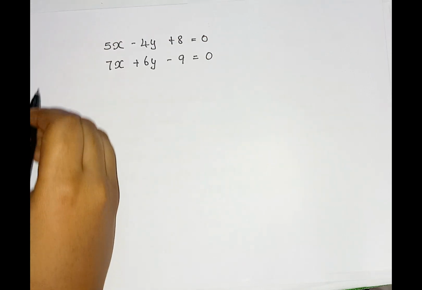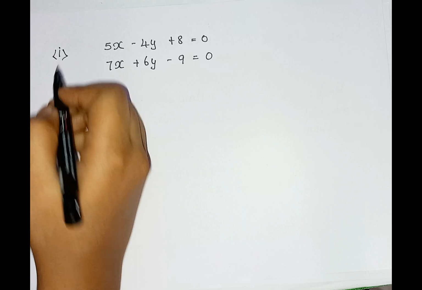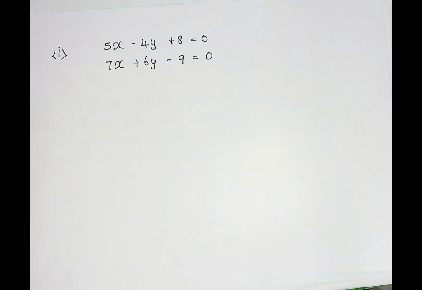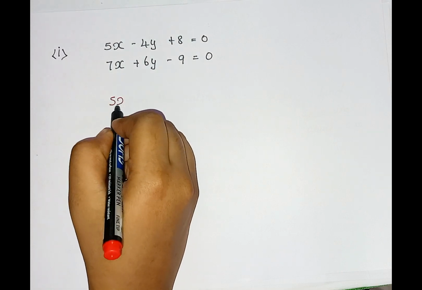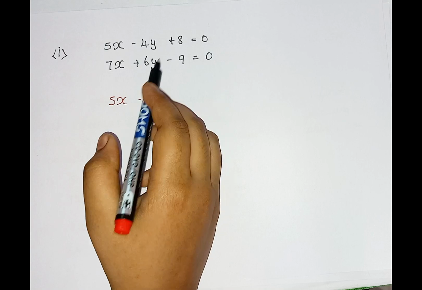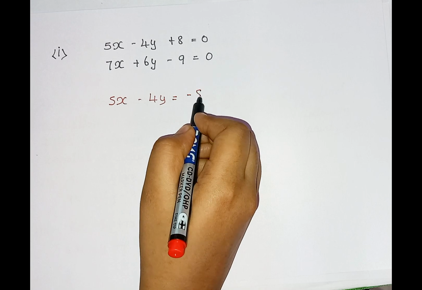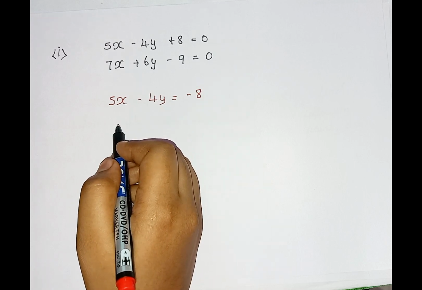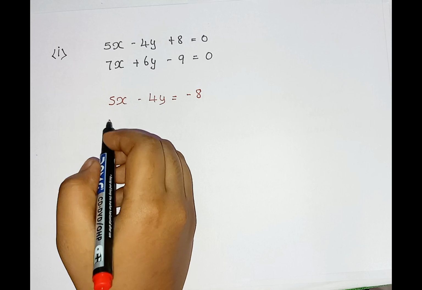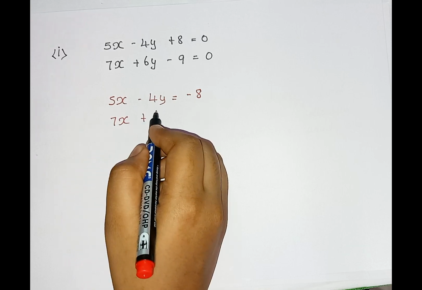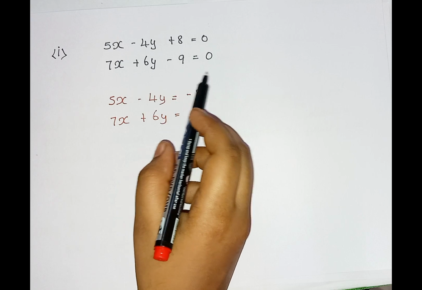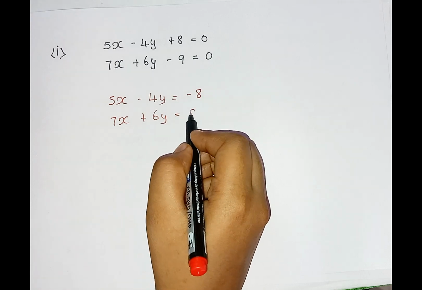Okay guys, so this is the first subdivision. Now we are going to be solving it. Whenever we want to find whether lines are parallel or coincident or intersecting, we are supposed to write 5x minus 4y as it is, and here we have plus 8, right? We are supposed to take it to the other side, so it changes into minus 8. Why? Because it will be really useful for us. And here also, first let's write 7x plus 6y is equal to minus 9. When it goes to this side, it changes into plus 9.